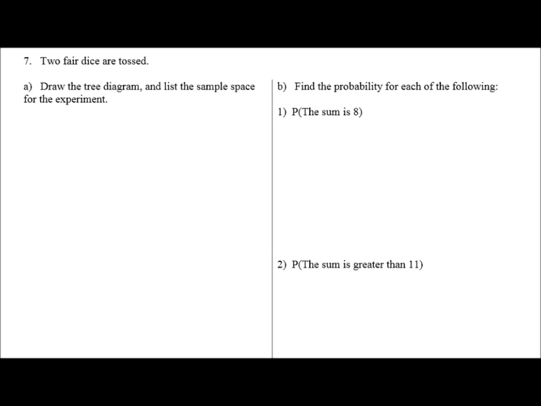Let's take a quick look at the solutions. The probability that the sum of the 2 numbers is 8 happened 5 out of the 36 times in our sample space. So 5 out of 36, or 0.138 repeating, is our probability that the sum is 8. The probability that the sum is greater than 11 happened 2 out of the 36 times. And so 2 out of 36, or 0.05, is the probability for number 2.